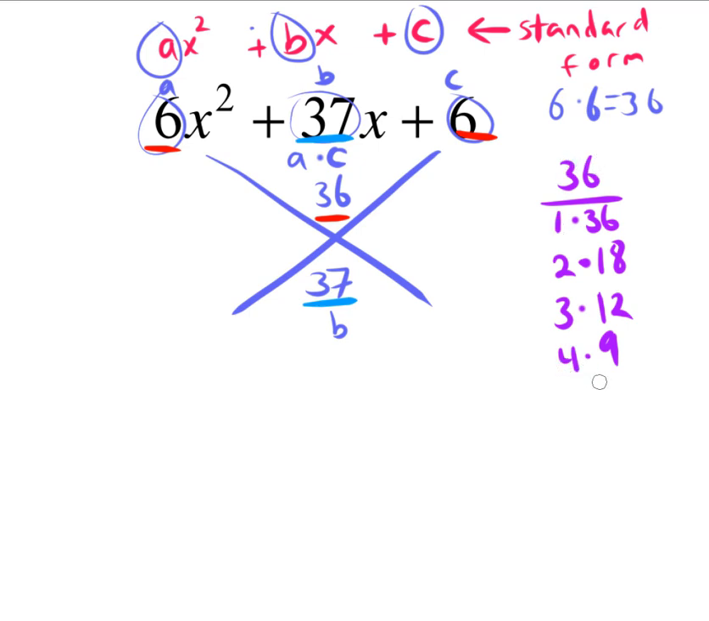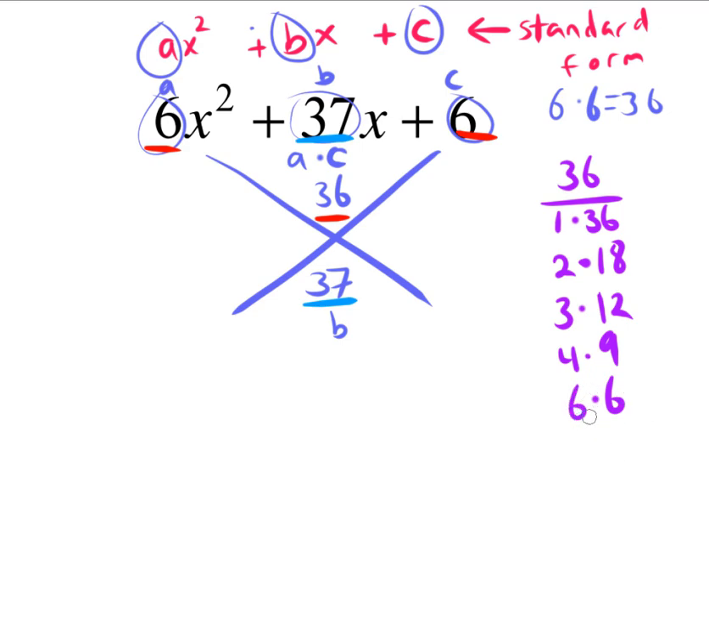You could try 36 divided by 5. You're going to get a decimal answer, so it doesn't go in evenly. So that's not one of the factors of 36. My next one to try would be 6, right? 6 times 6 gives me 36. And actually, at this point, I know I'm done.